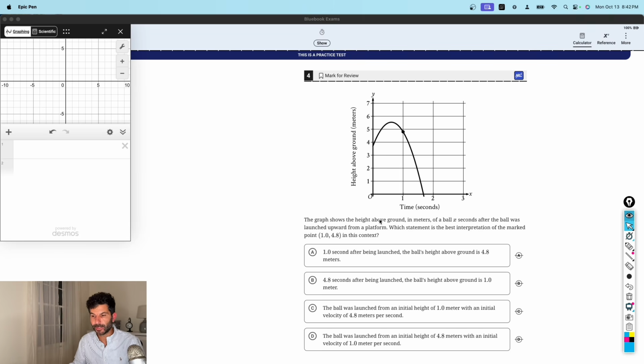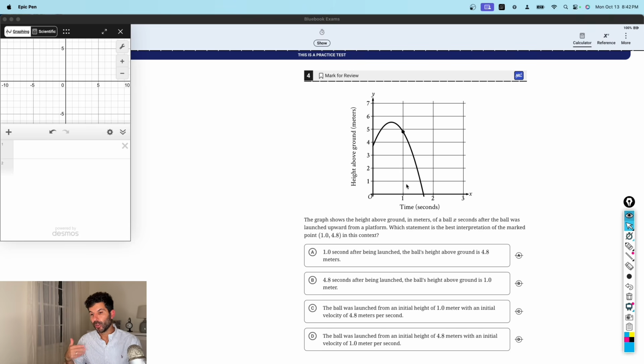So without looking at my answers, guys, this is just about interpreting the graph. On my x-axis, I have time. On my y-axis, I have height above ground. So what this is telling me is that after 1 second, the height of the ball above the ground is 4.8. So I'm looking for something along the lines of saying, after a second, the height is 4.8.